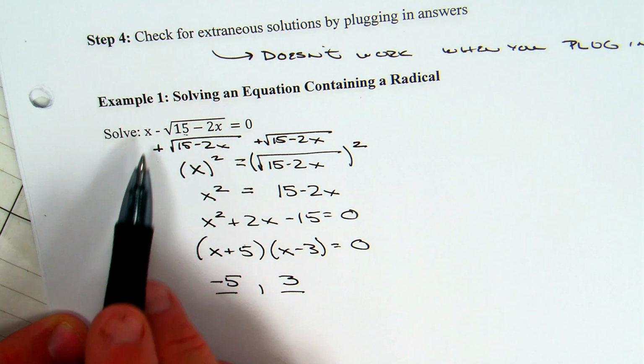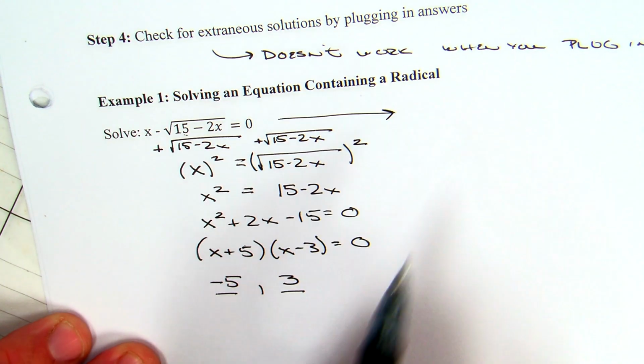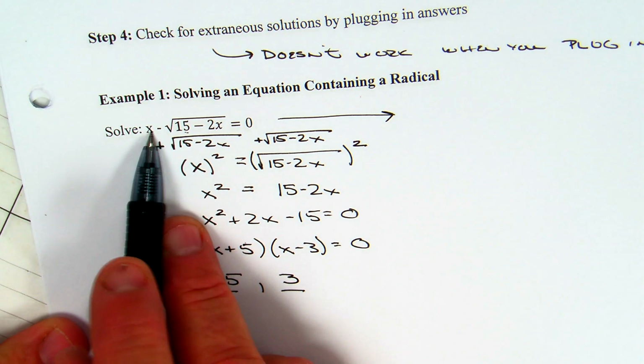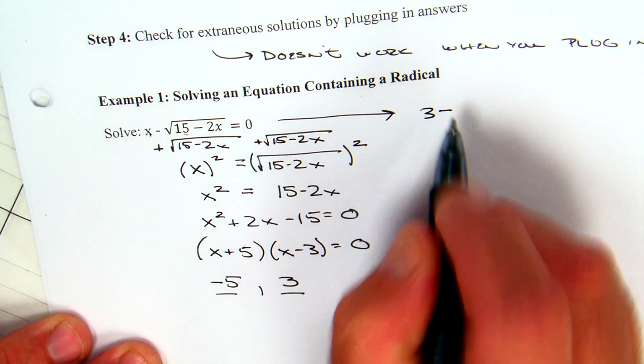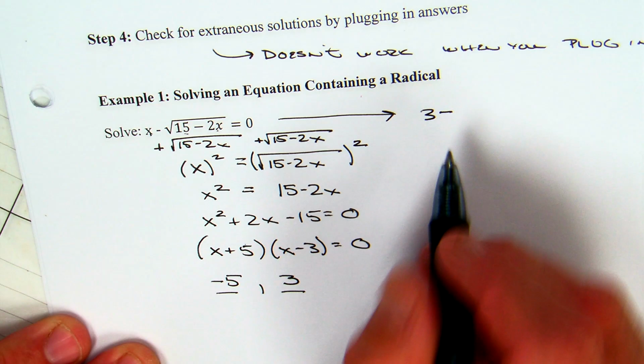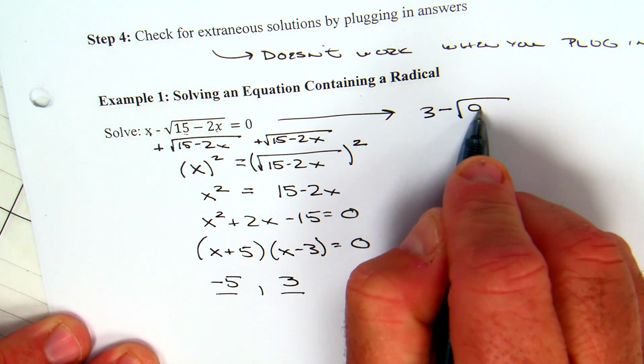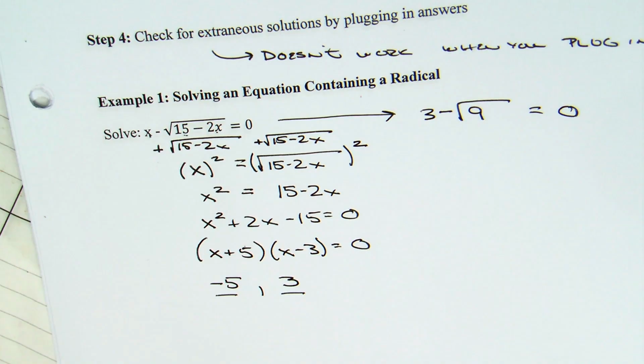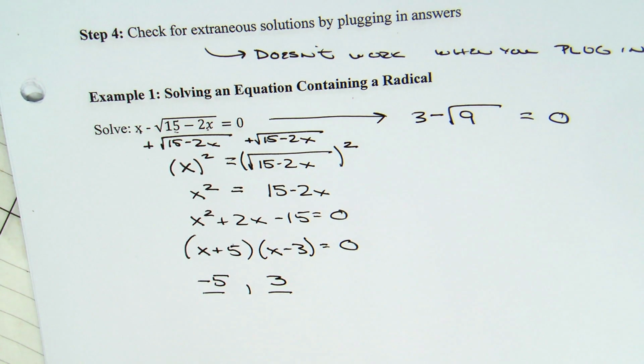All right? If I plug 3 back in, this becomes 3. 2 times 3 is 6. 15 minus 6 is 9. So I start with that. 3 minus square root of 9 equals 0. What is the square root of 9? It's 3. 3 minus 3 equals 0. Yes, so 3 is good to go.